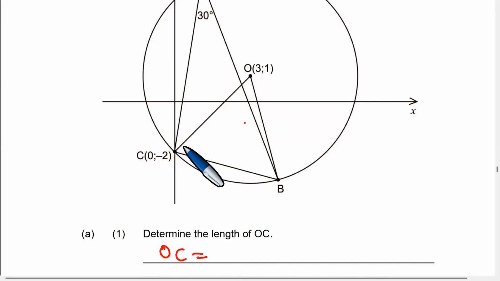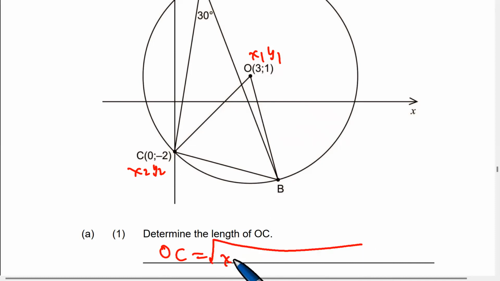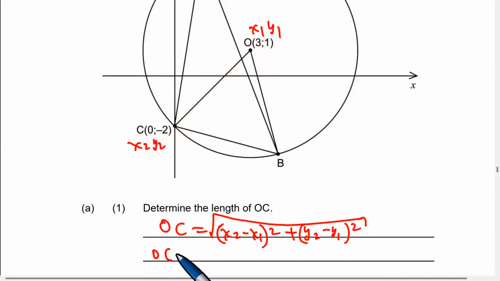So yeah, we want to find the length of OC because both coordinates are known. So this is x1, y1. This is x2, y2. We are looking at these from O to C. OC. So we start here: x2 minus x1 squared plus y2 minus y1, you square this. What is OC? What is x2? It is 0. x1, 3. y2 is minus 2. y1 is 1. You square these.